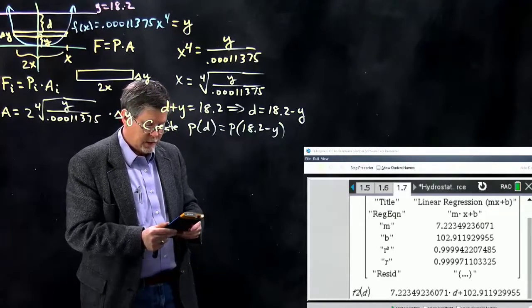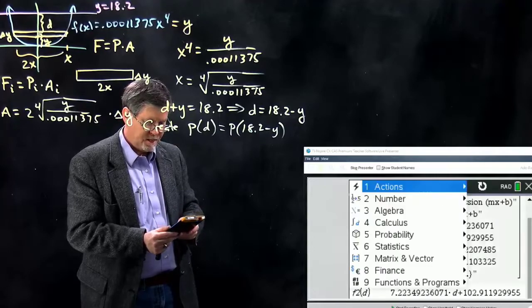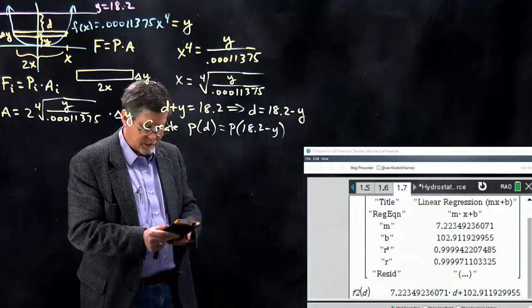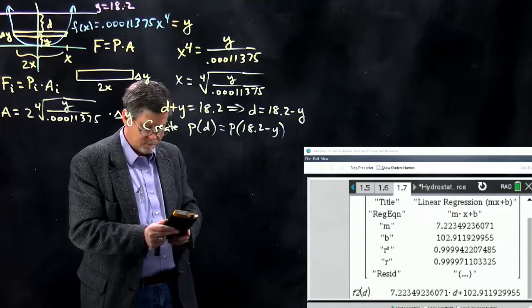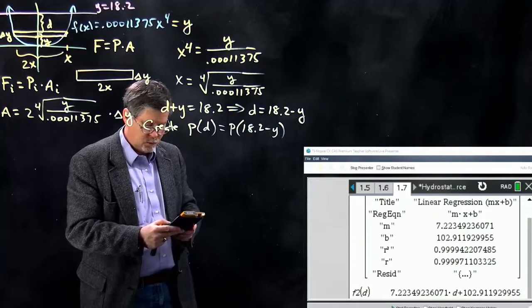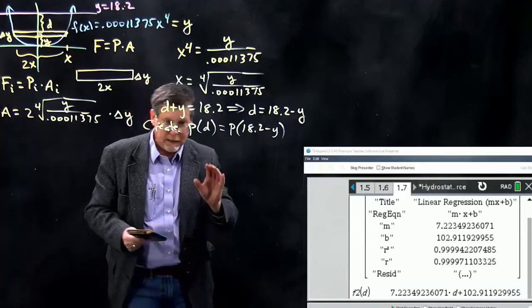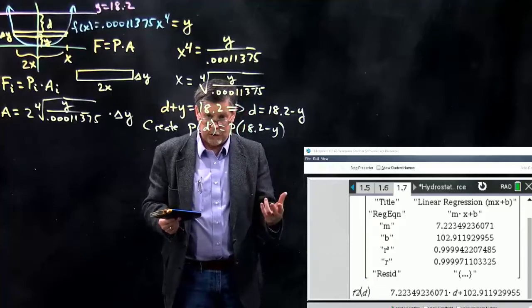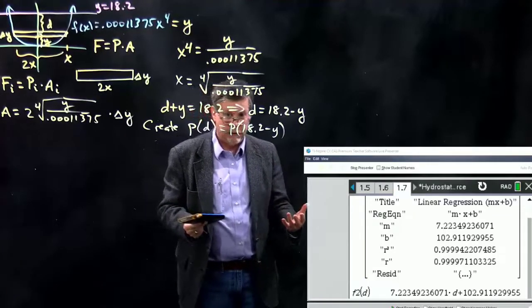So I'm going to say menu, action 1, I'm going to define p of d to be equal to, now, I am going to make a slight adjustment here because the measurement that we had for pressure was actually in kilopascals.